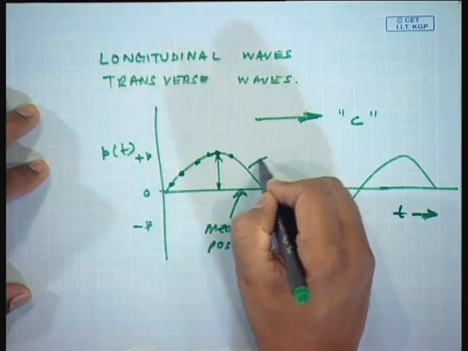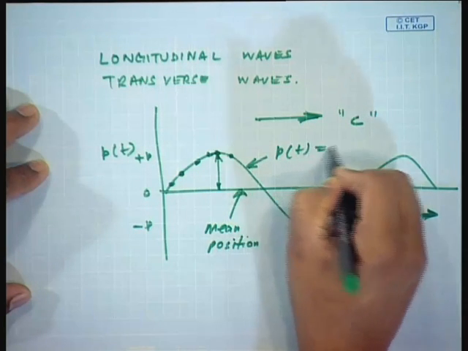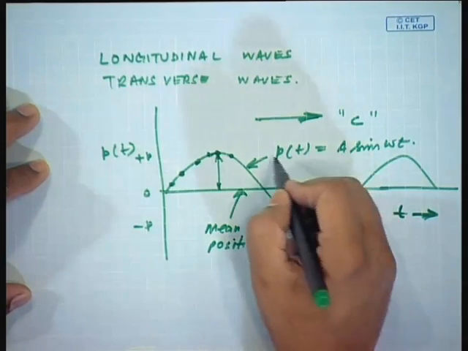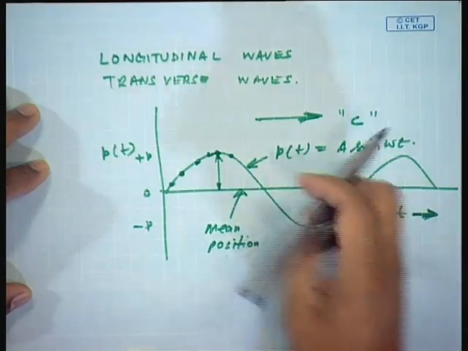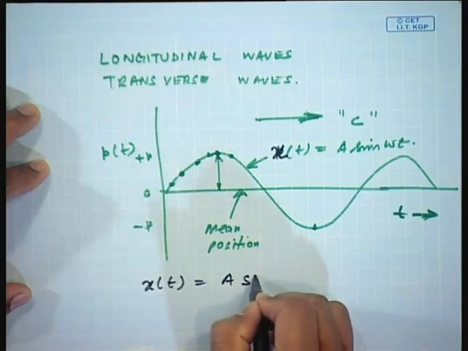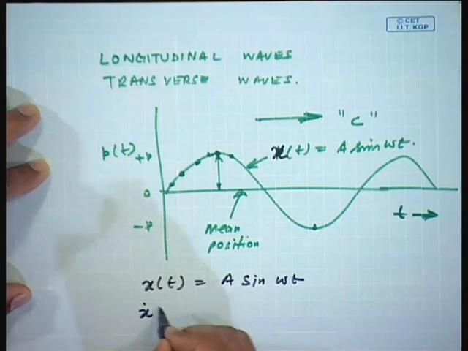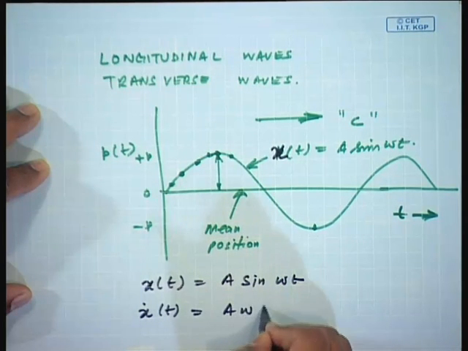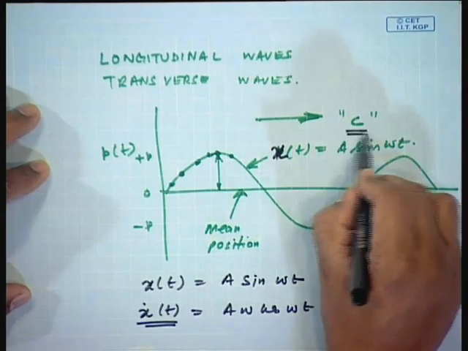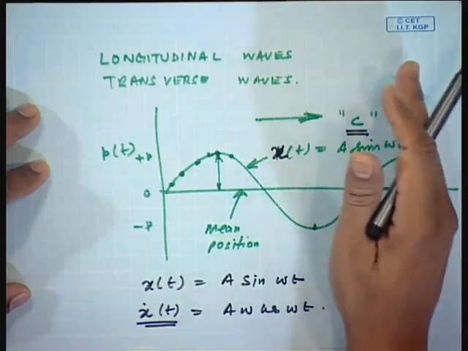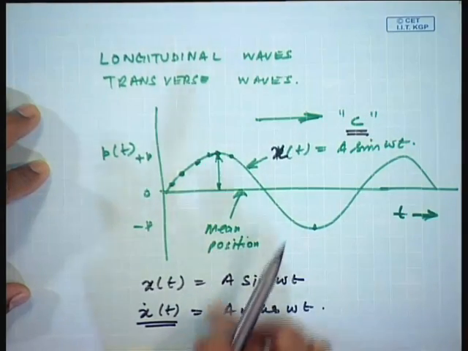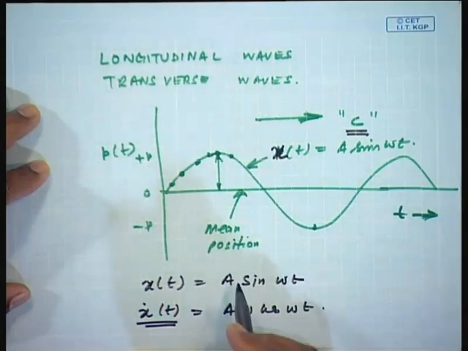For example, if I write the displacement x(t) as a sin ωt, I can find that ẋ(t) is nothing but aω cos ωt. Mind you, this is the particle velocity, which is different from the speed of sound in the media. Speed of sound means the speed at which the wave front is moving, and this velocity means the velocity at which the particle is oscillating, which is perpendicular.